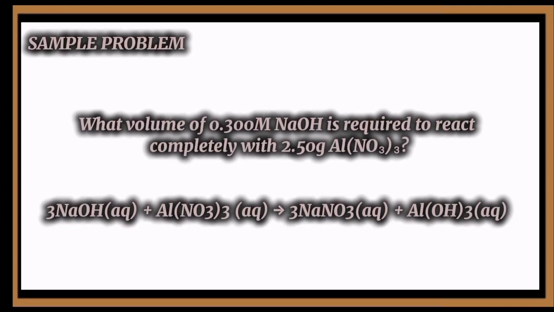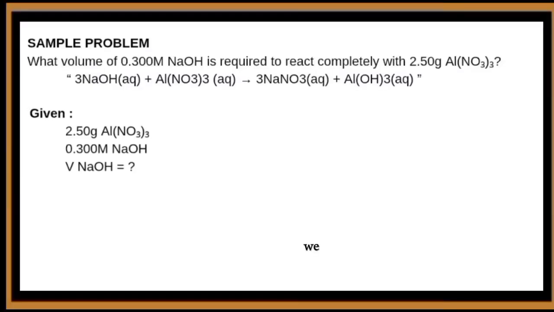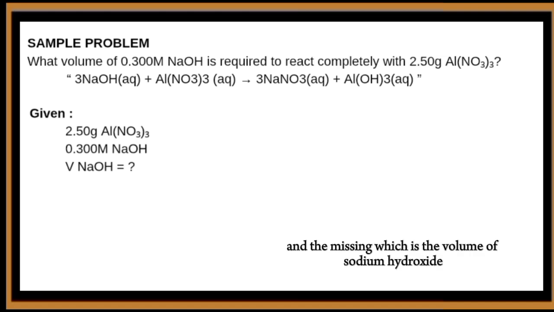So we have here a sample problem. What volume of 0.300 molar sodium hydroxide is required to react completely with 2.50 grams aluminum nitrate? So the first thing that we're going to do is to identify whether our chemical equation is balanced. And as you can see right here, our chemical equation is already balanced so that we can now proceed to finding or solving the volume of our sodium hydroxide. We have here the given from the problem: 2.50 grams aluminum nitrate, 0.300 molar sodium hydroxide, and the missing, which is the volume of sodium hydroxide.